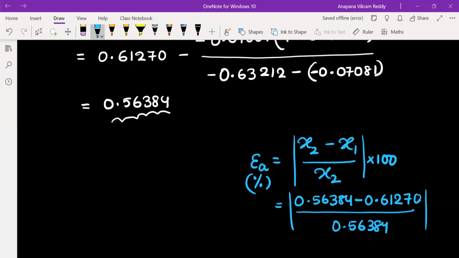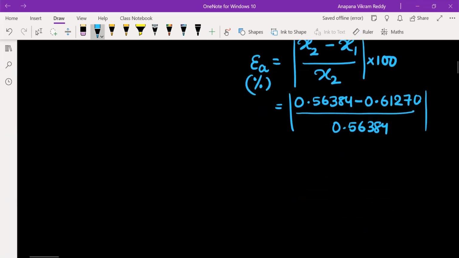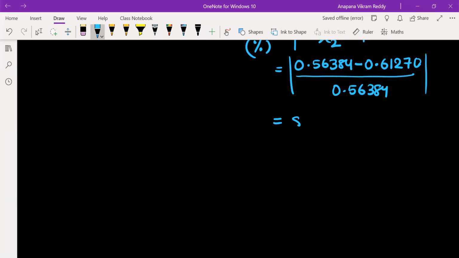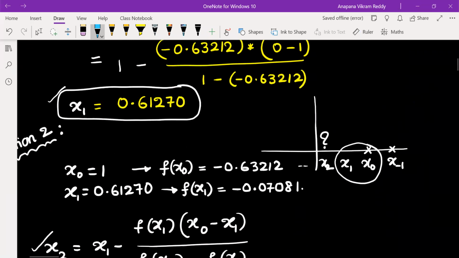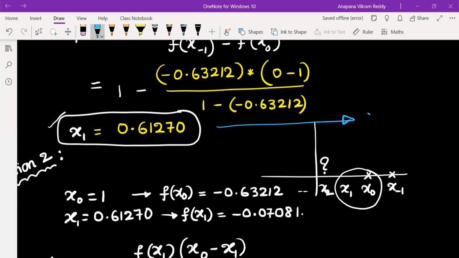How much did you get? 8.6%. See, how great, right? It is so great here, 8.6%. In iteration number 1, if I take this iteration, epsilon a is equal to how much here? 100%, right?